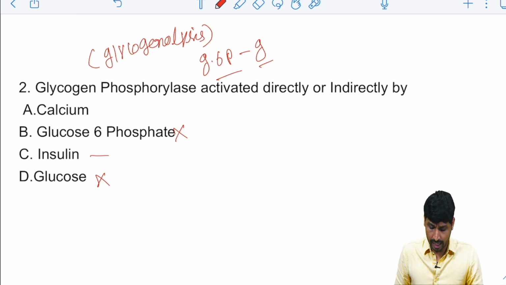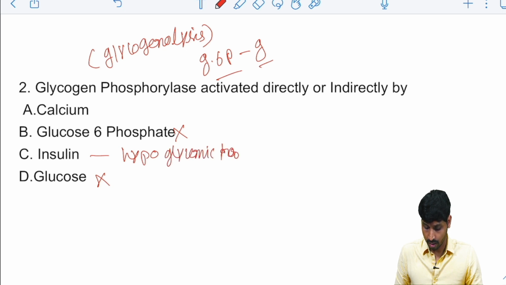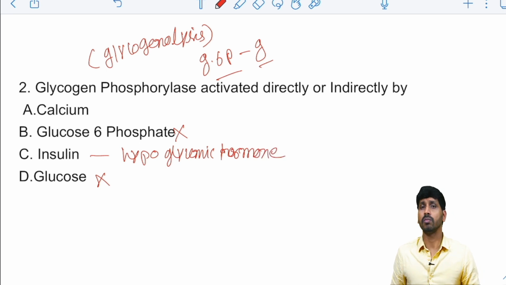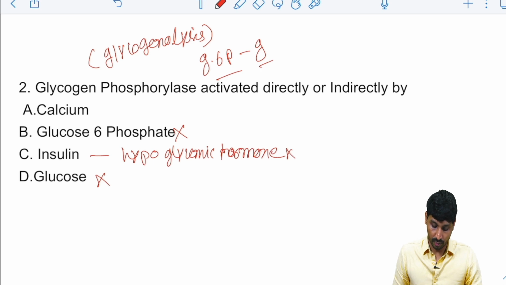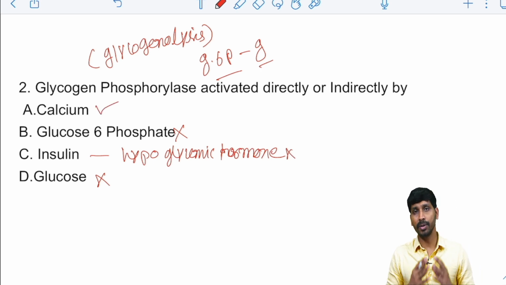Insulin is again a hypoglycemic hormone, right. Here glycogen phosphorylase is activated to increase your glucose concentration. But what is the role of insulin? Insulin is a hypoglycemic, so it has nothing to do with this option. So the leftover thing is calcium. Why? Especially muscle glycogen phosphorylase is activated by calcium, okay.